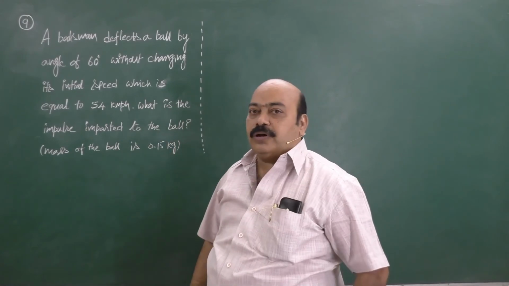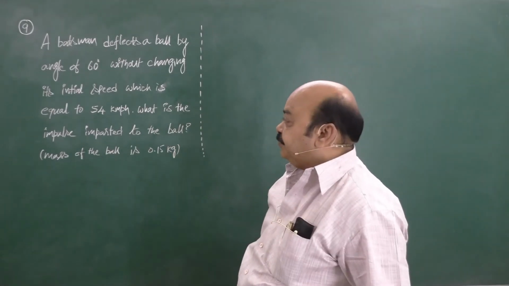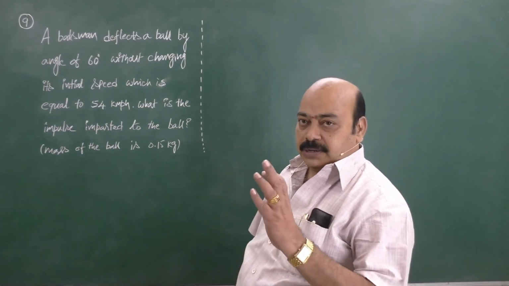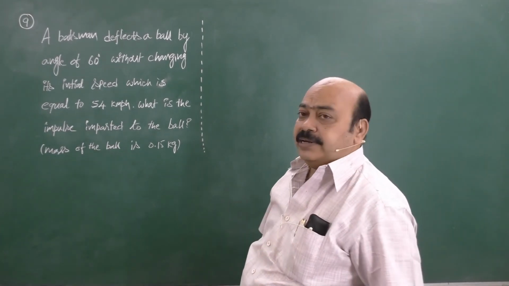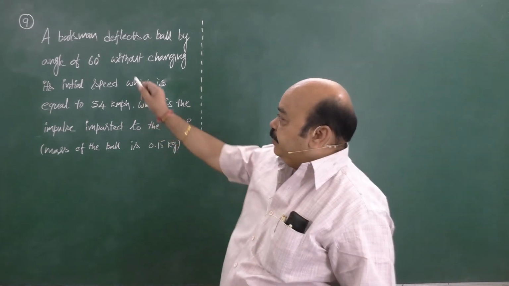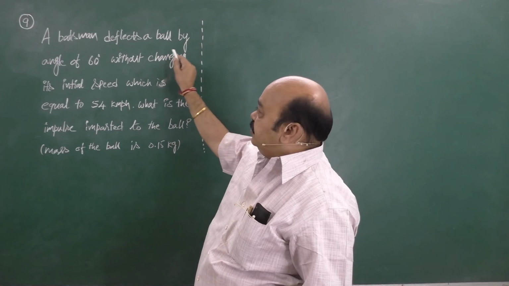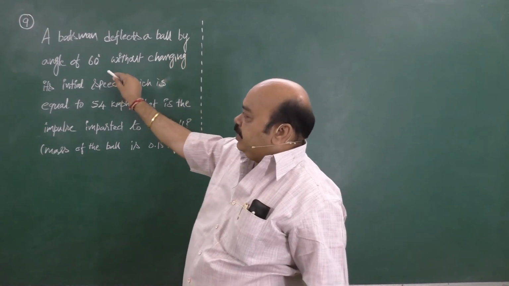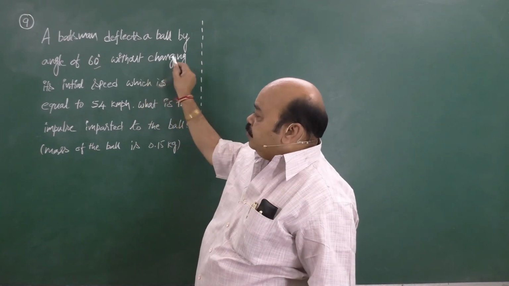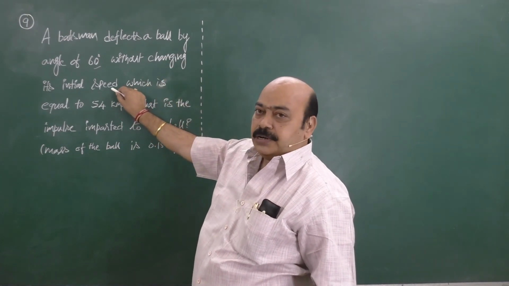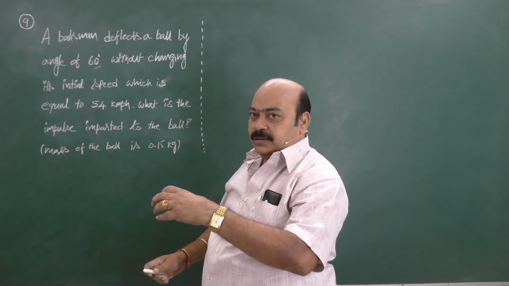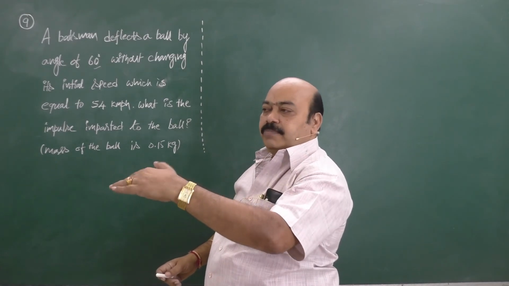Let us go for one more numerical example where law of conservation of momentum, but with a certain inclination, we will calculate in this problem. See, a batsman deflects a ball by an angle of 60 degrees without changing its initial speed. That means with which the bowler throws the ball, it deflects through a certain angle but with the same speed.